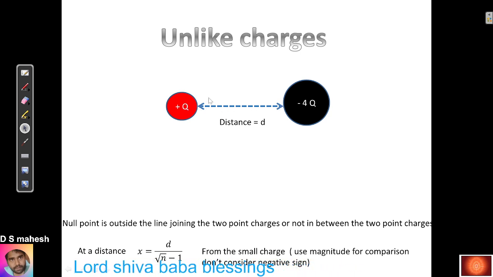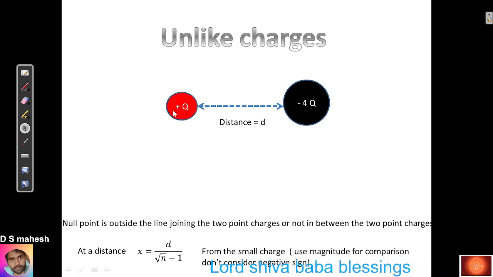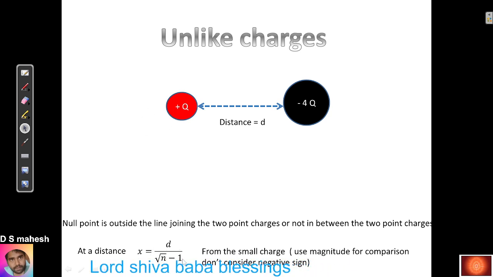It will be lying outside the line joining the two point charges at a distance of how much? x is equal to d divided by square root of n minus 1, again from where? The small charge. It should always be away from the small charge at a distance of d divided by square root of n minus 1.